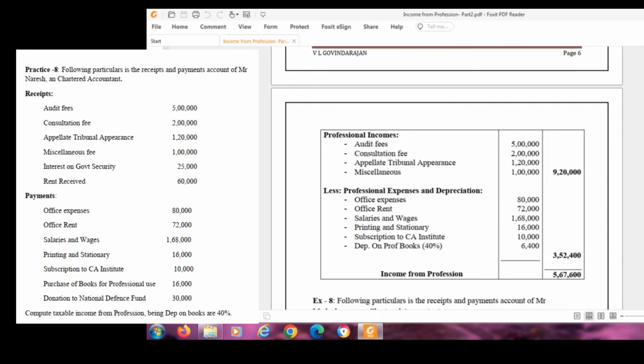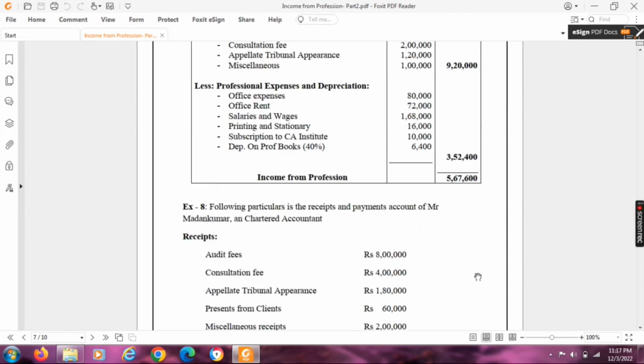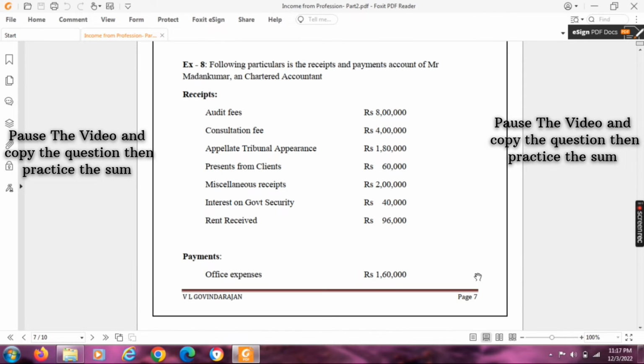That's all. The total professional income will be 9,20,000. Total professional expense will be 3,52,400. Balance 5,67,600 will be his taxable income from profession. In the same pattern, the listeners can practice exercise 8.